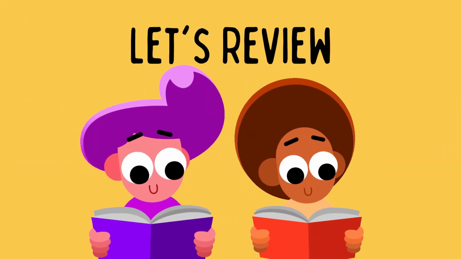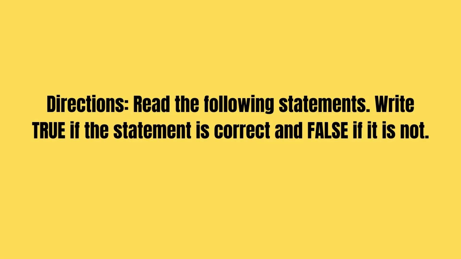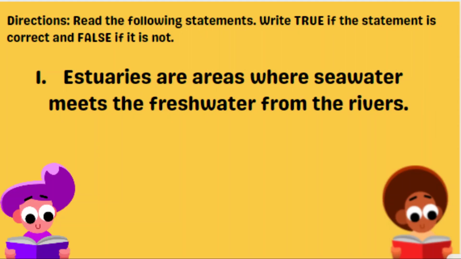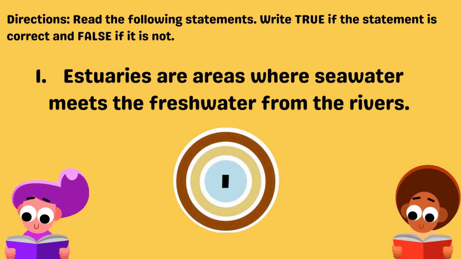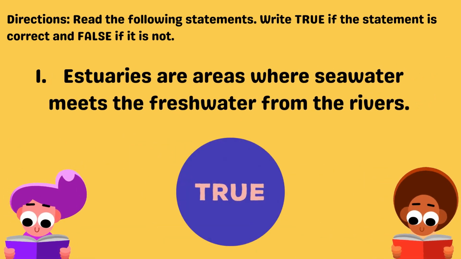Let's review. Directions. Read the following statements. Write true if the statement is correct and false if it is not. Estuaries are areas where seawater meets the fresh water from the rivers. The correct answer is true.